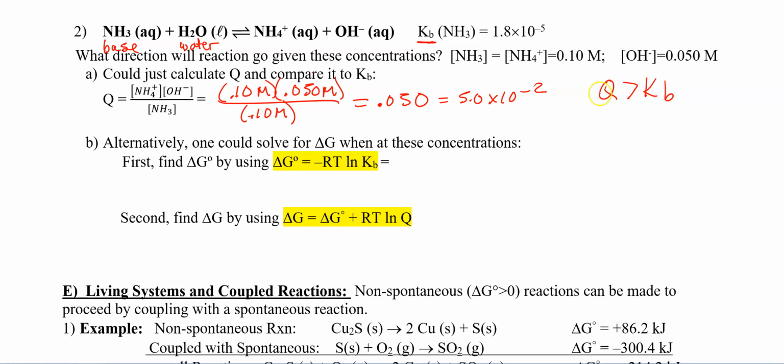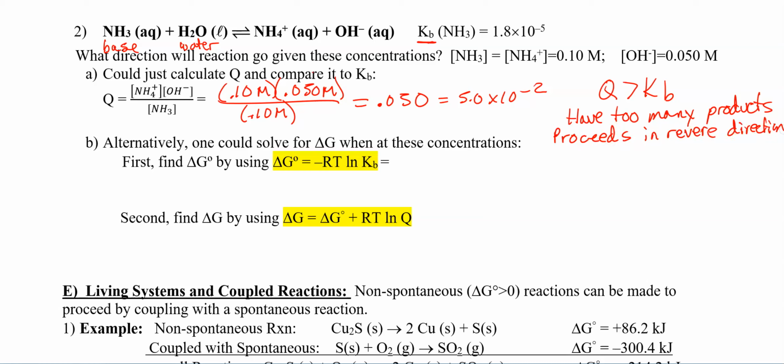It tells us the Q is greater than the Kb. That means we have too many products. So the reaction would proceed in the reverse direction, right? To get rid of products. Proceeds in reverse direction to get to equilibrium.